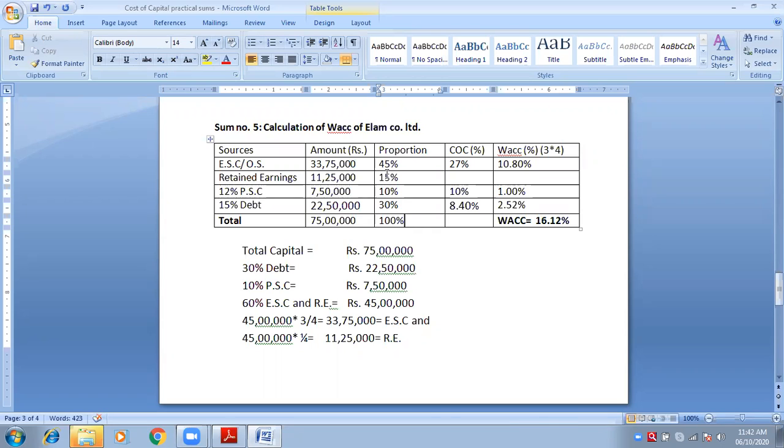एक्चुअली प्रपोर्शन तो दिया ही हुआ है, बस प्रपोर्शन में से हमने अमाउंट्स को कैलकुलेट किया. प्रपोर्शन इज ऑलरेडी गिवन टू यू इन दिस सम. वी हैव कैलकुलेटेड just amount.